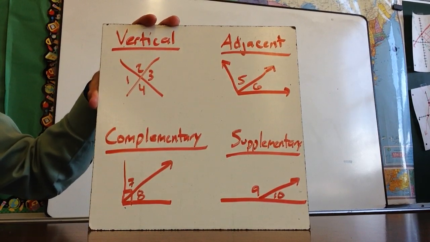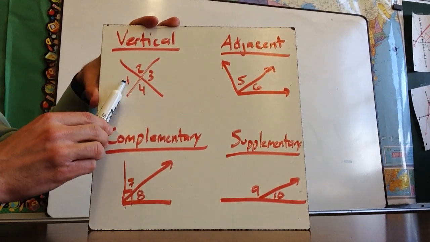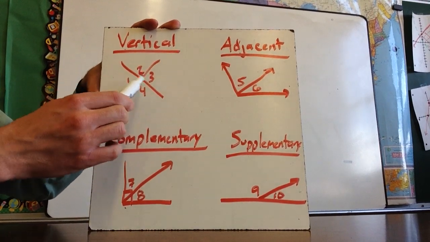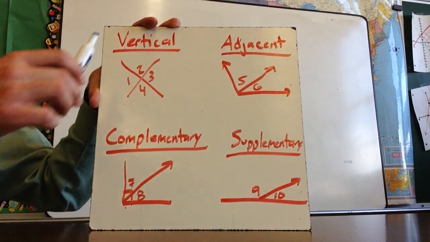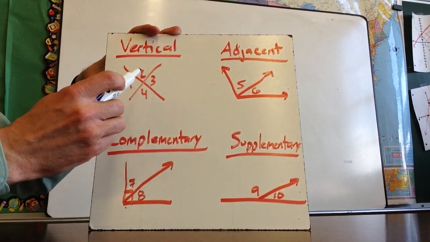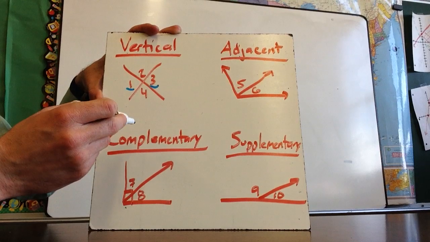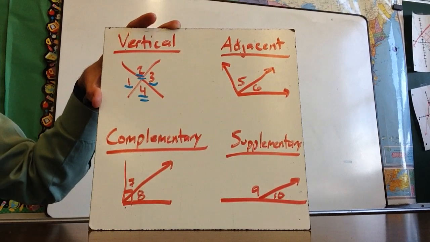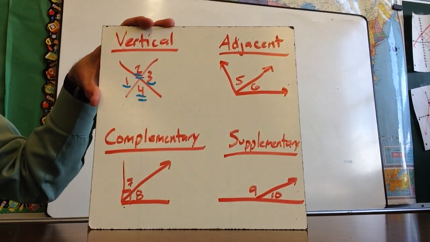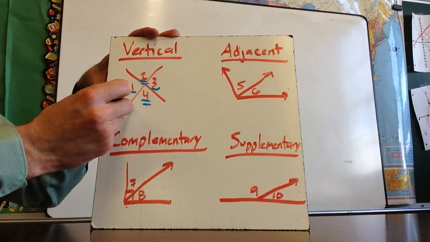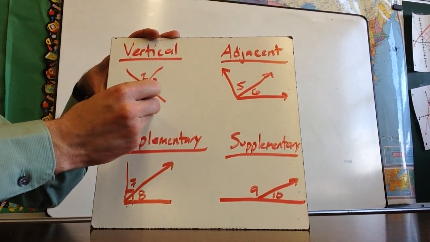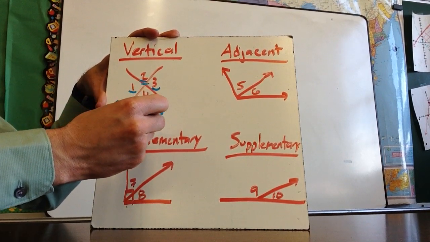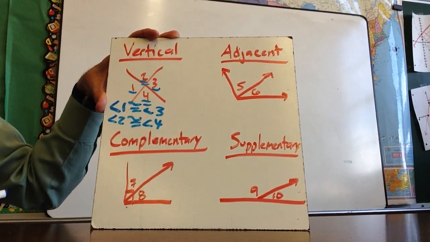Starting up here with the vertical angles, 1 and 3 are vertical angles and 2 and 4 are vertical angles. The idea is that anything across from each other when you create these two intersecting lines becomes vertical angles. So 1 and 3 are vertical angles, meaning they are congruent, and 2 and 4 are vertical angles, meaning they are congruent. They are identical in terms of their angle value. Notice that the congruent symbol is an equal sign with a squiggly line on top.